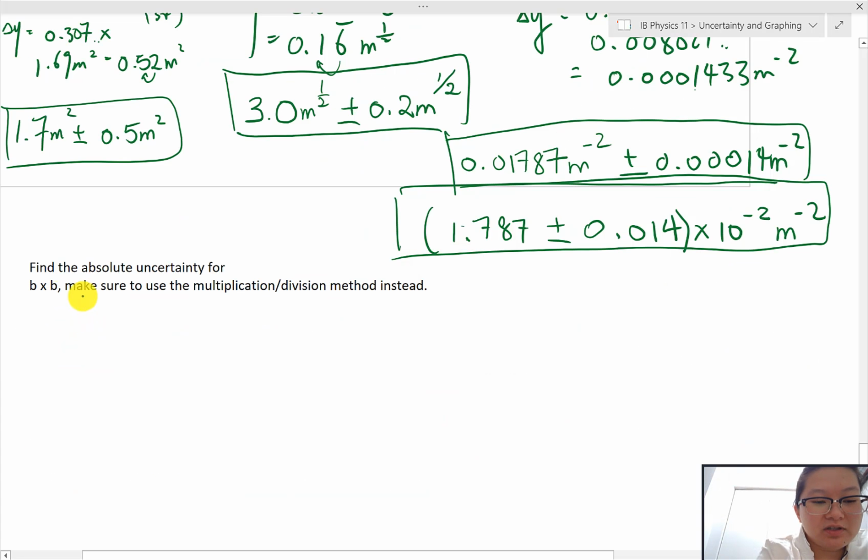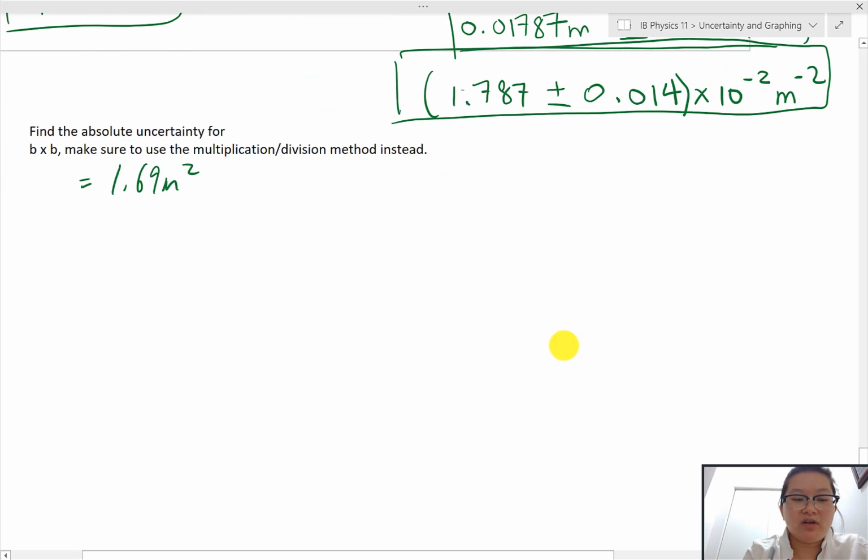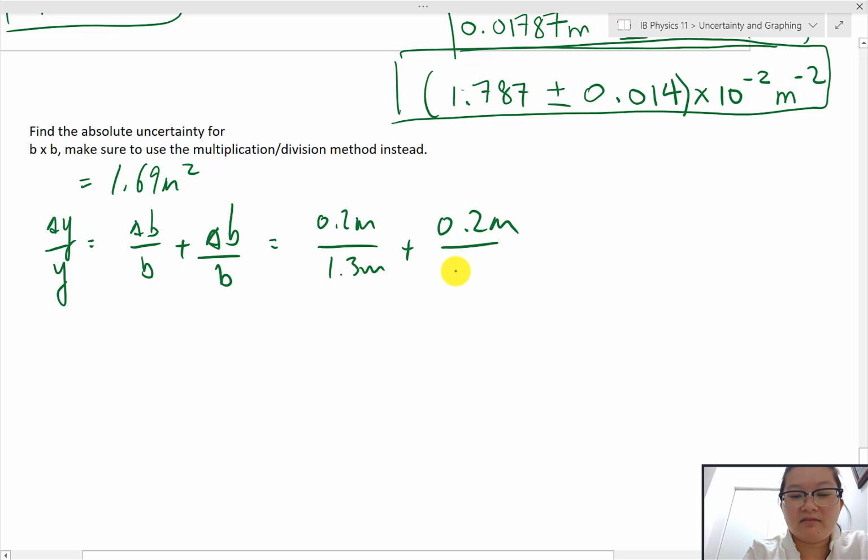So good time to pause the video and give it a try. Okay, so I'm going to do this quickly, but we know that b times b is equal to 1.69 meters squared. That's 1.3 times 1.3. But now, when we use the multiplication method, my fractional uncertainty is going to be delta b over b plus delta b over b, okay? And that's going to be 0.2 meters over 1.3 meters, and then I add that up again.